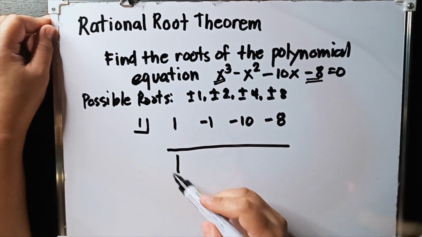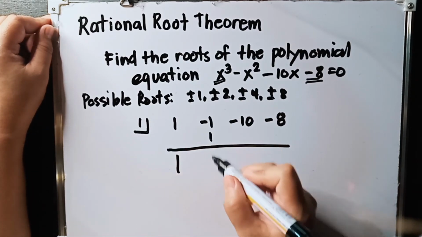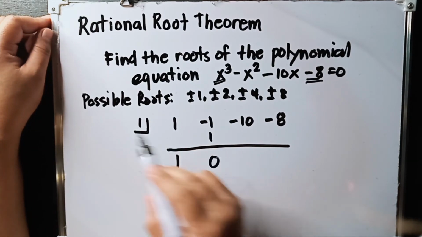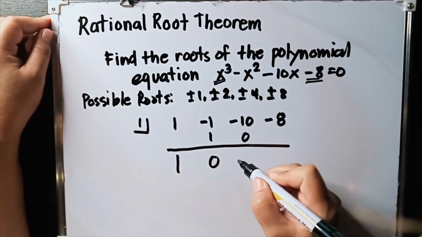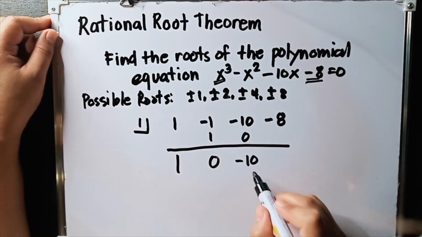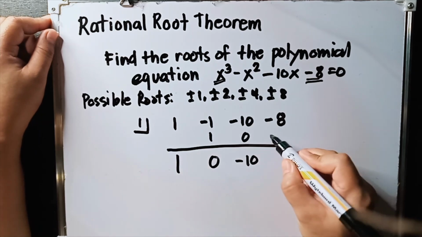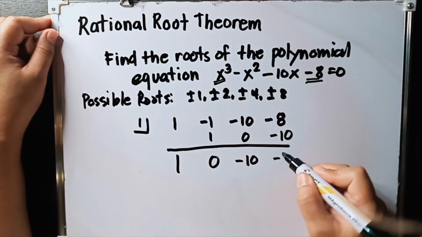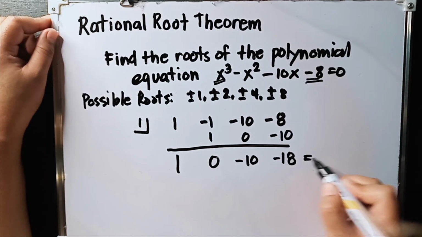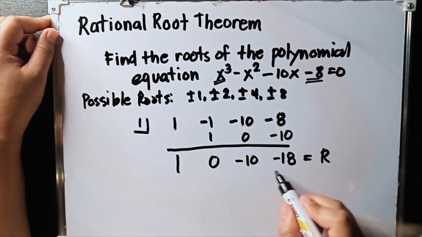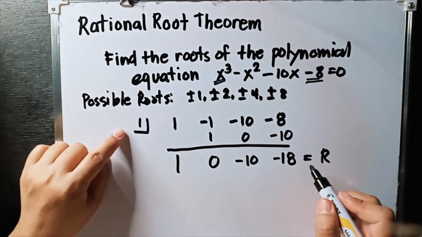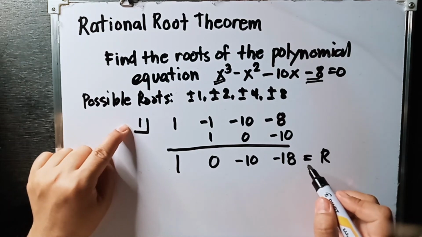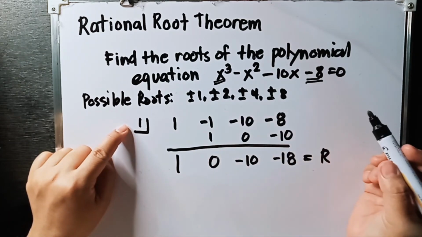So bring down, and then we multiply. We have 1. We add, we have 0. 0 times 1 is 0. We add, we have negative 10. Negative 10 times 1 is negative 10. We add, we have negative 18. So we have a remainder which is negative 18. It means that 1 is not a root of this equation.